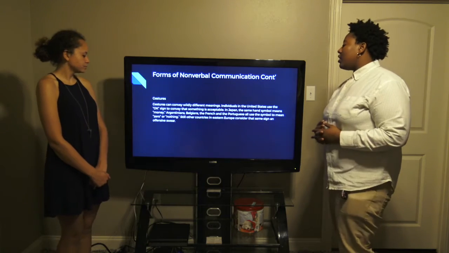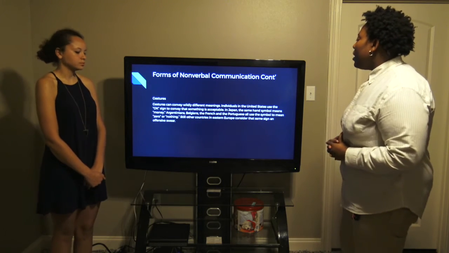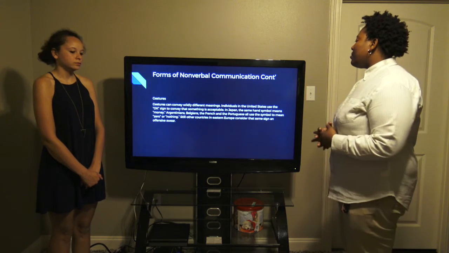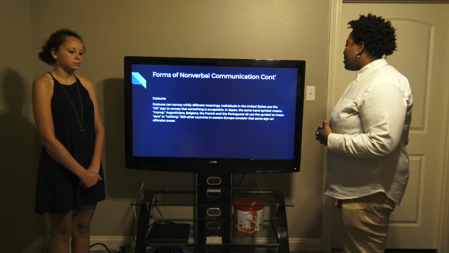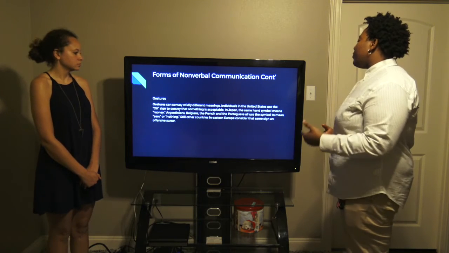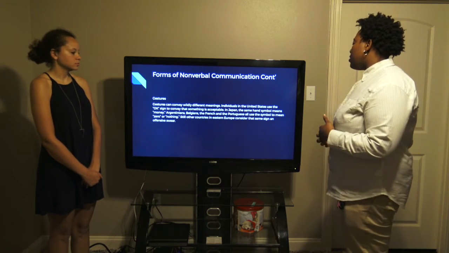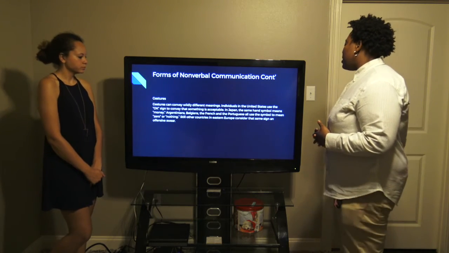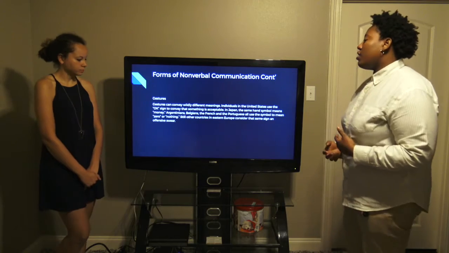Gestures. Gestures can convey widely different meanings. Individuals in the United States use the OK sign to convey that something is acceptable. In Japan, the same hand symbol means money. Argentinians, Belgians, the French, and the Portuguese all use the symbol to mean zero or nothing. Still, other countries in Eastern Europe consider that same sign an offensive swear.